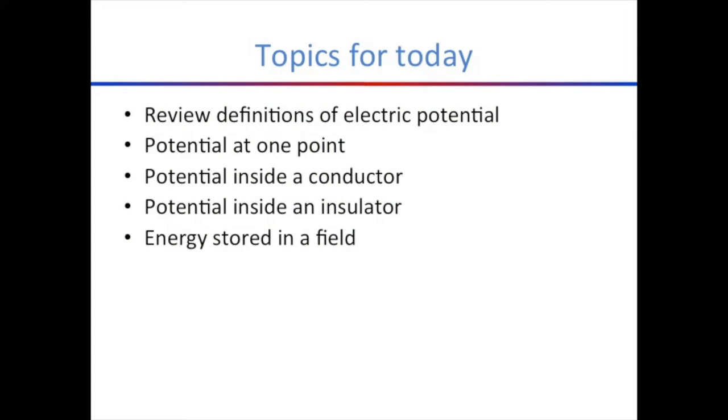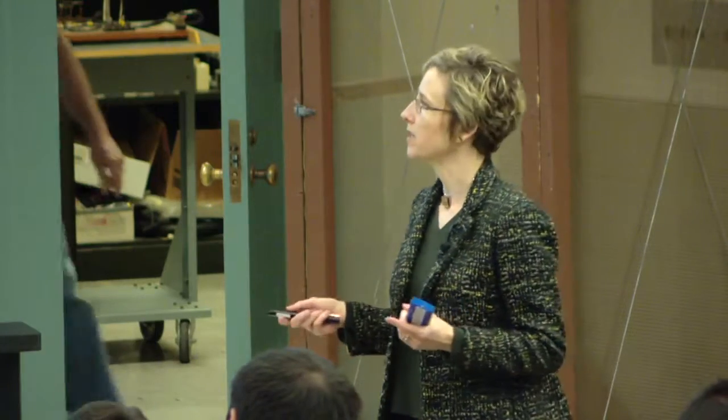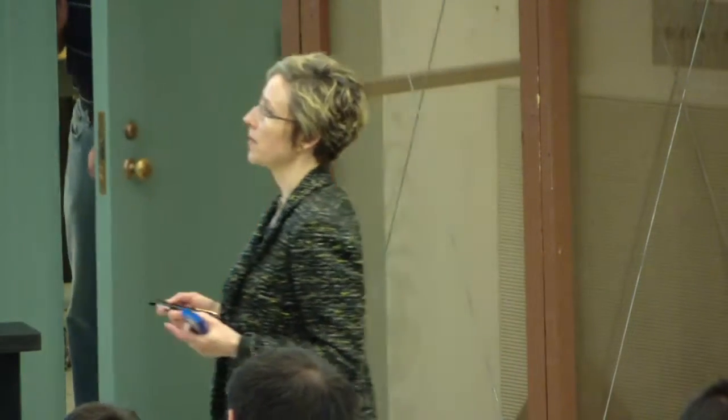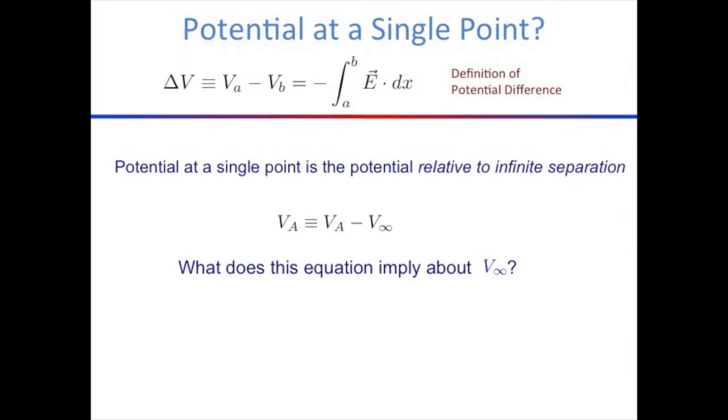So for today, we're going to review the definition of electric potential, and we'll discuss the potential at one point and how we could define the potential at one point rather than just a potential difference. And we'll talk about the potential inside of a conductor, as well as the potential inside of an insulator. And if we have time, we will discuss the energy stored in a field. So can we define the potential at a single point?